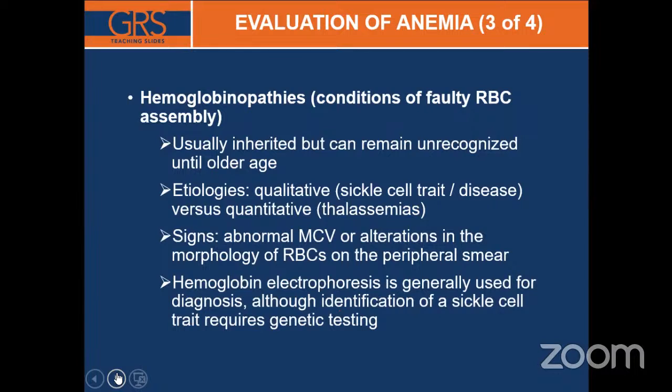To continue with the evaluation of anemia, let's talk about hemoglobinopathies. They are disorders caused by abnormalities in the hemoglobin molecule, which can affect the assembly and function of red blood cells. These conditions are typically inherited but may not be diagnosed until later in life, especially if symptoms are mild or not evident until older age.